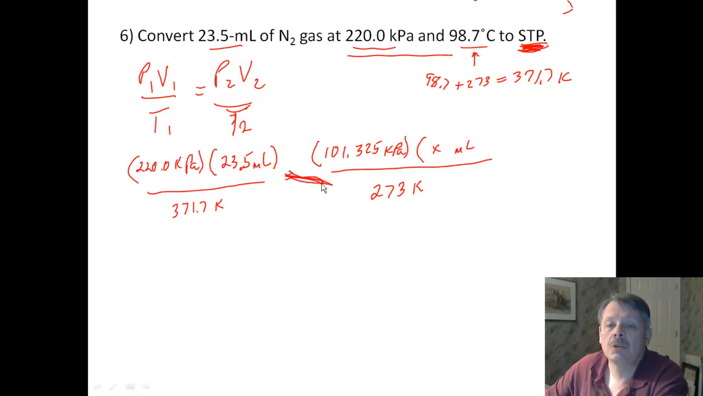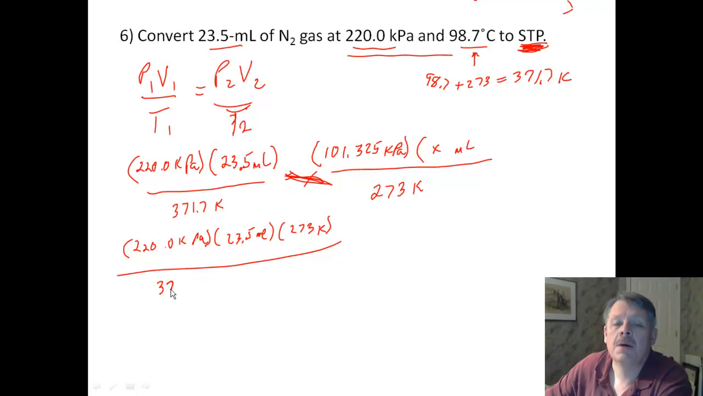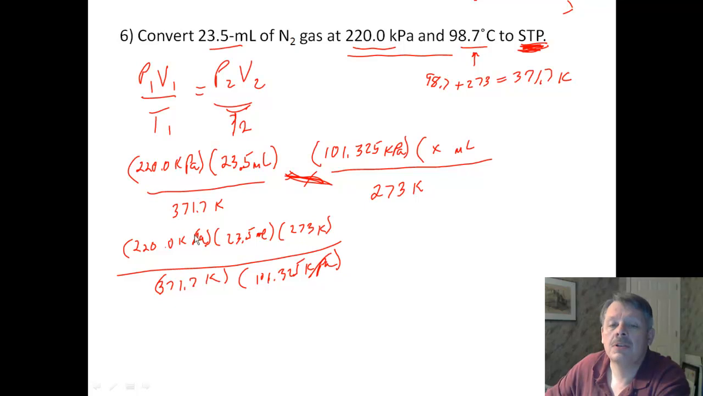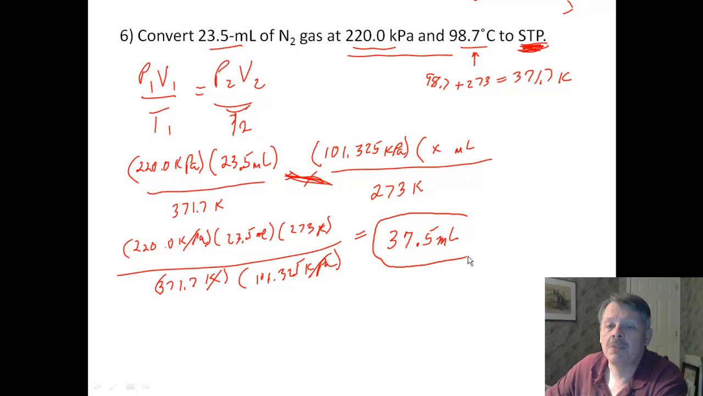All right. So I multiply these things over here, and I divide by what's left. So I get 220.0 kPa times 23.5 milliliters times 273 Kelvin, and I divide that by 371.7 Kelvin, and I divide it by 101.325 kilopascals. So I'm going to get rid of my kilopascals, I'm going to get rid of my Kelvin, I'll be left with milliliters as my final units, and I get 37.5 milliliters as my final answer to number 6.